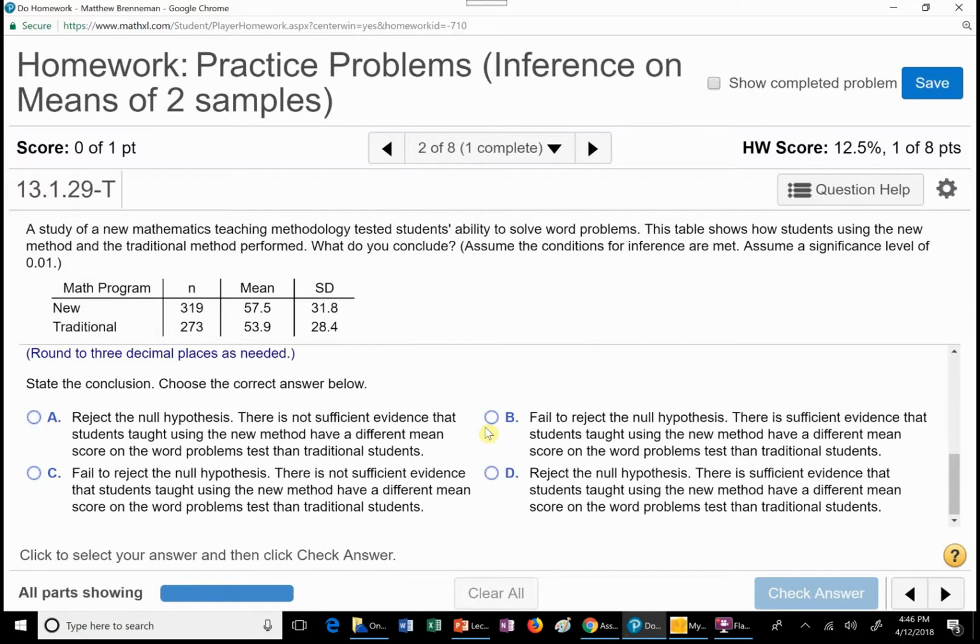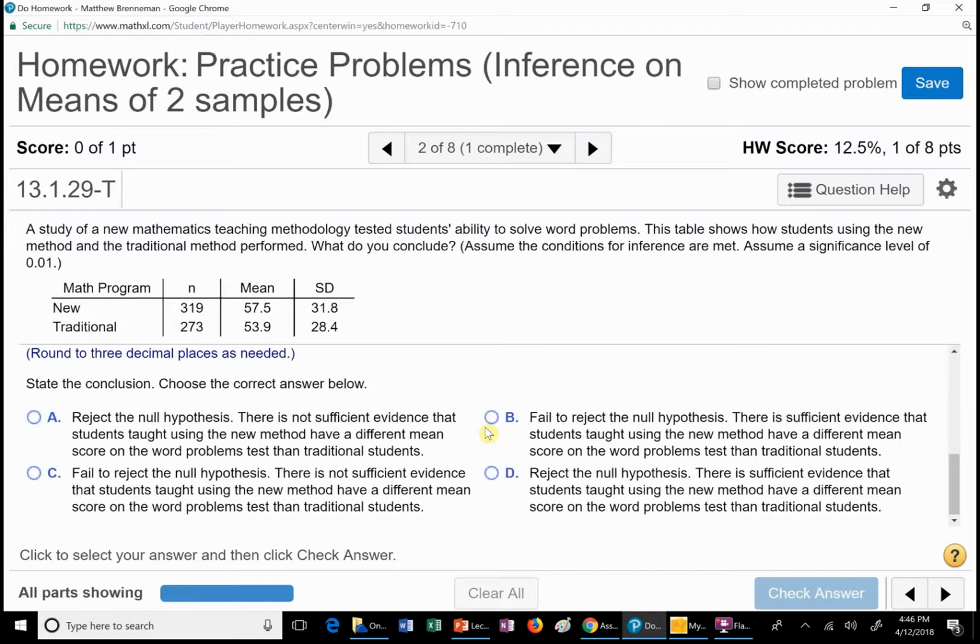So if I have a p-value of 0.146, what am I going to do? Am I going to reject the null or fail to reject? 0.146. I'm going to fail to reject, right? Because the very biggest alpha can be is 0.1, right? So here I'm going to fail to reject.